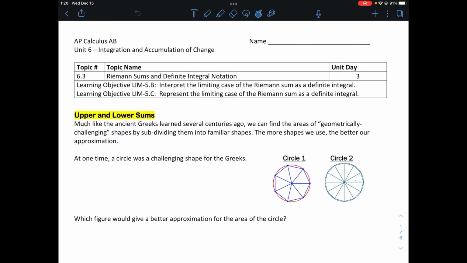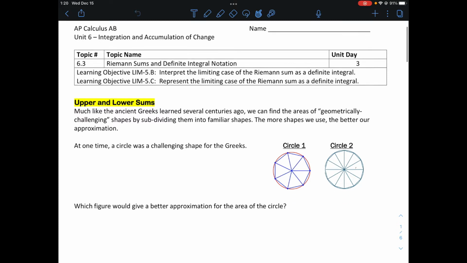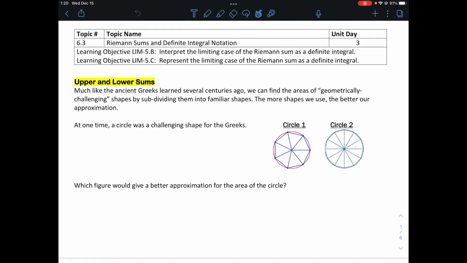In this video we are going to take a look at topic number 6.3. We'll start talking a little bit about Riemann sums and definite integral notation, and we're also going to talk about some geometry that we're going to use to find some definite integrals later on today. To introduce this section, let's start talking about upper and lower sums, just talking about how we can find better approximations for area.